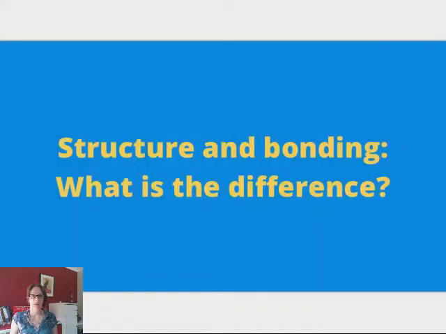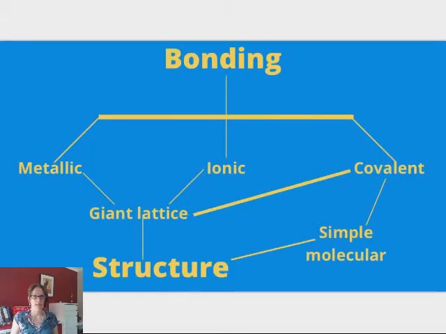So, structure and bonding. What is the difference? If a question's asking us to talk about both structure and bonding, what sorts of things should we be discussing? So it turns out there really are still, even at A level, only three types of bonding: metallic, ionic, and covalent. So these are hopefully not new terms.